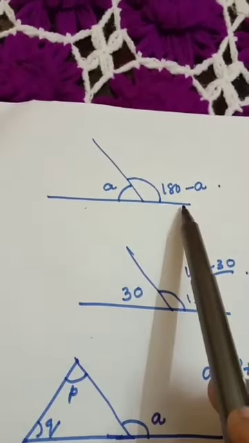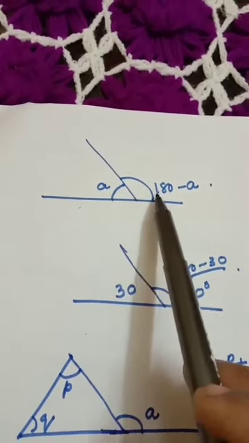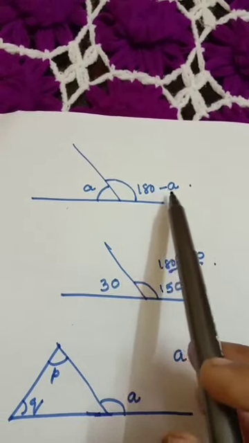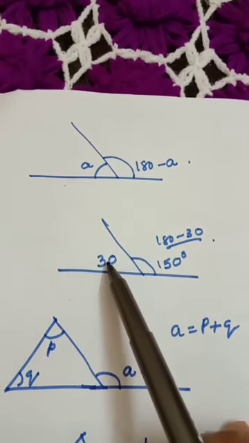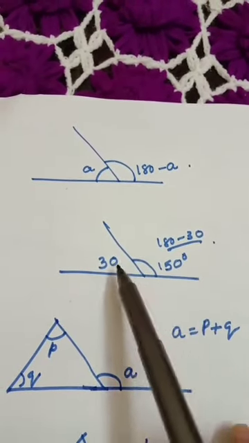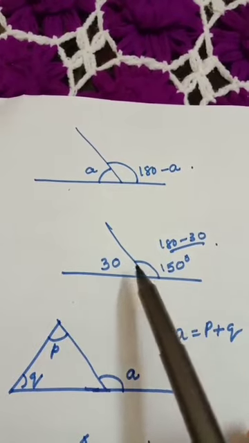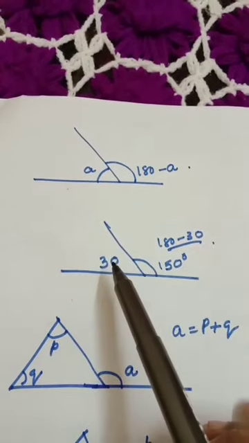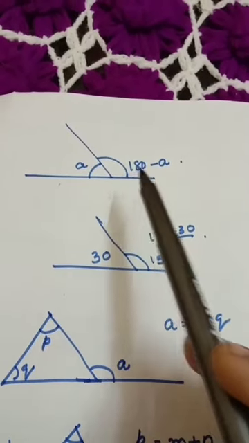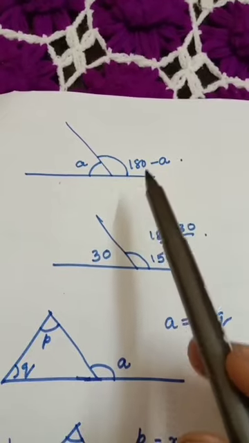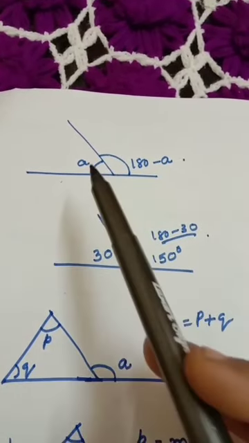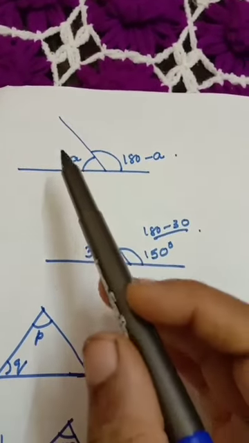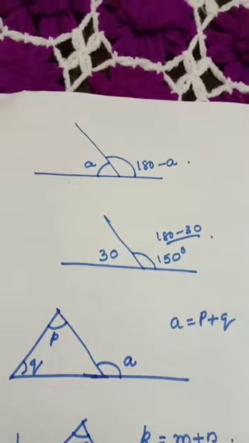See, this is also a straight line. I told you, when you add these two angles, you will get 180. So, if one angle is A, then the other angle is 180 minus A. Suppose this is 30 degrees. Then what about this angle? When you add, you will get 180 degrees. So, 180 minus 30 is 150 degrees. Like that, instead of 30, I have given A. Then this one is 180 minus A. Clear? One angle is A, then the other will be 180 minus A. One angle is M, then the other is 180 minus M.